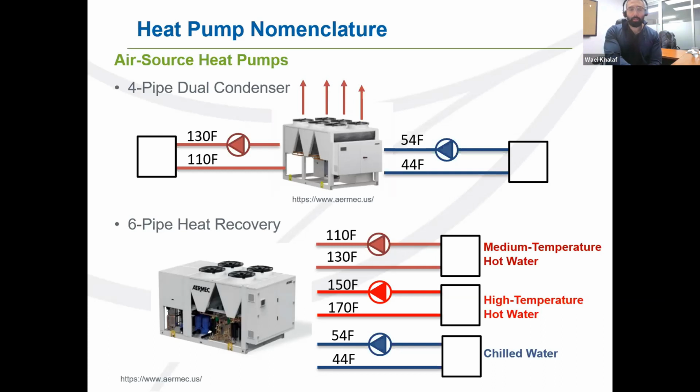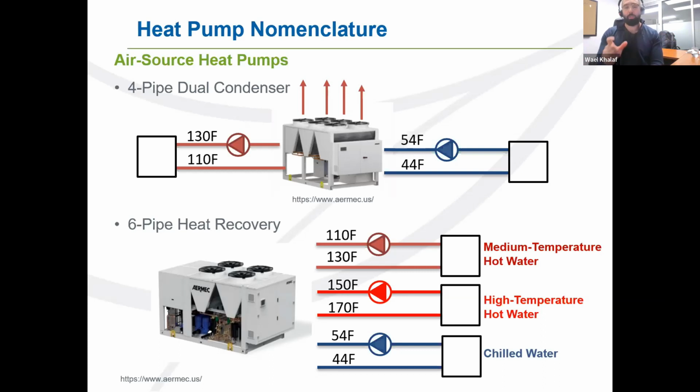Then you have something, and this is getting really interesting, something called a six-pipe heat recovery chiller, which includes three loops or six sets of separate pipes. And this unit has the ability to take heat from a chilled water loop and inject it into a medium temperature hot water loop. On top of that, the unit also includes a separate integrated module that's designed to take the medium temperature water and boost it to a higher temperature.